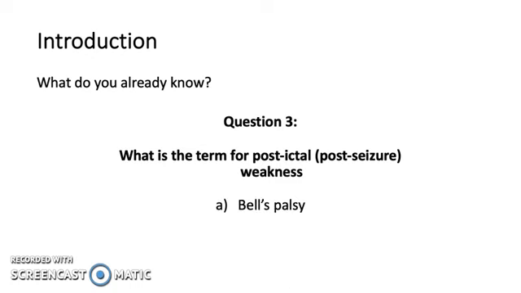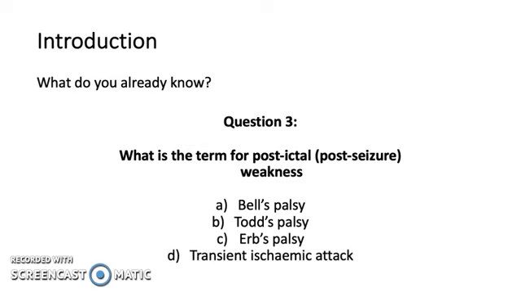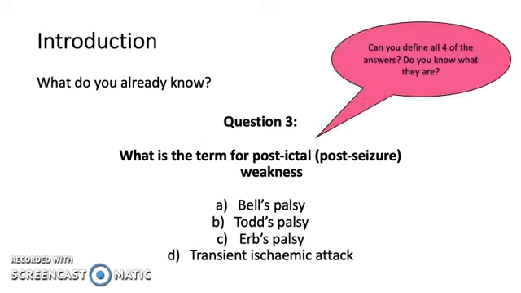Question 3. What's the term for post-ictal or post-seizure weakness? A. Bell's palsy. B. Todd's palsy. C. Erb's palsy. Or D. Transient ischemic attack. Pause the video and carry on to see the answer.